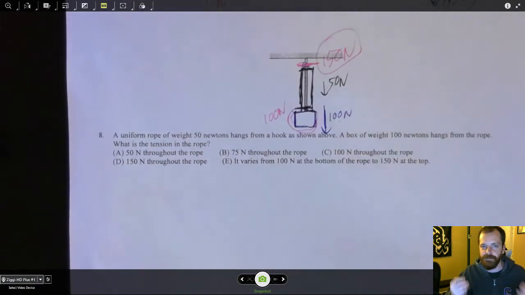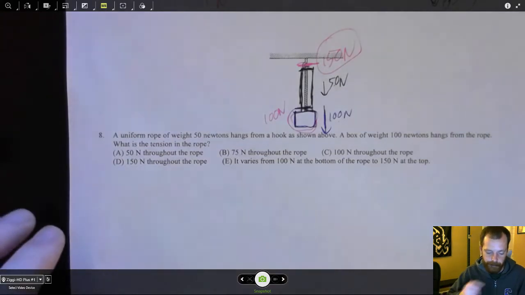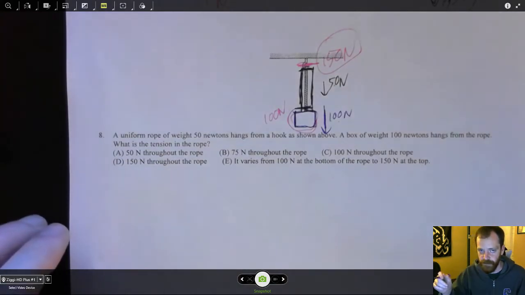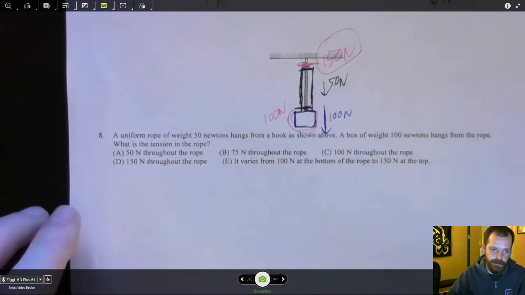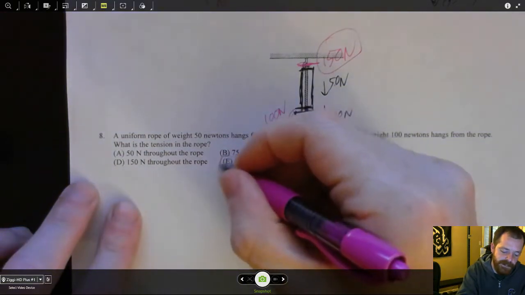Its mass is not zero. In all the other problems we've done, we haven't included the mass of the rope or the string at all, because it's been so small we basically consider it to be zero. And when that's true, the tension's all the same. But when the rope has its own mass, we have to consider it its own object. So the correct answer here is E.